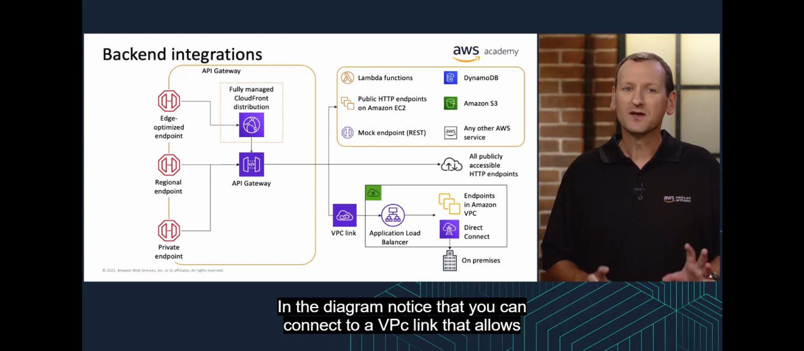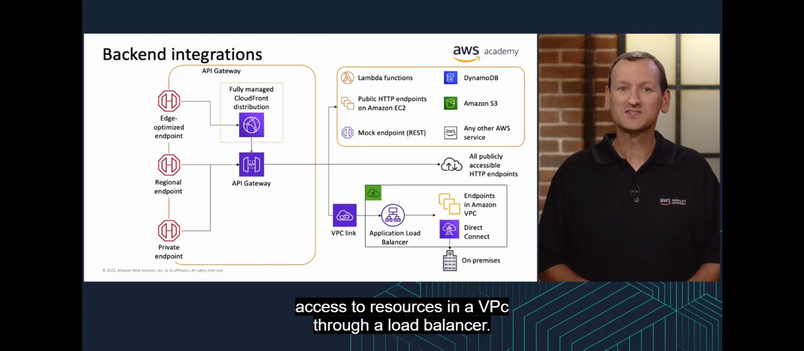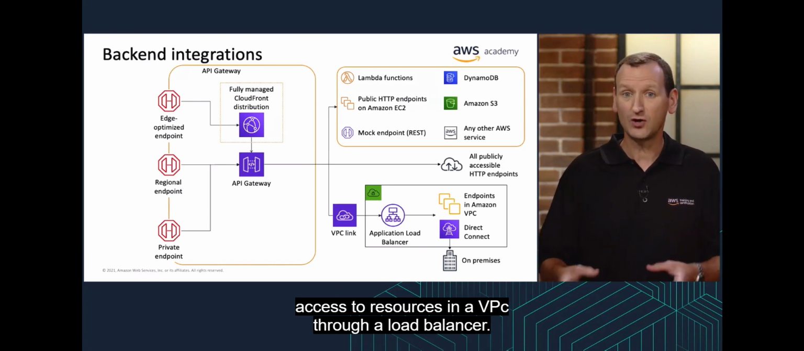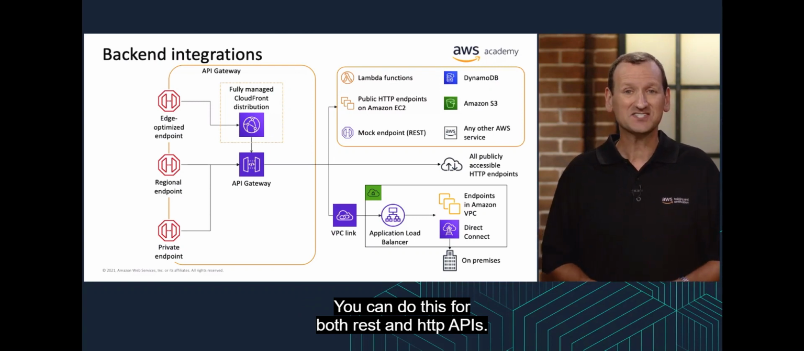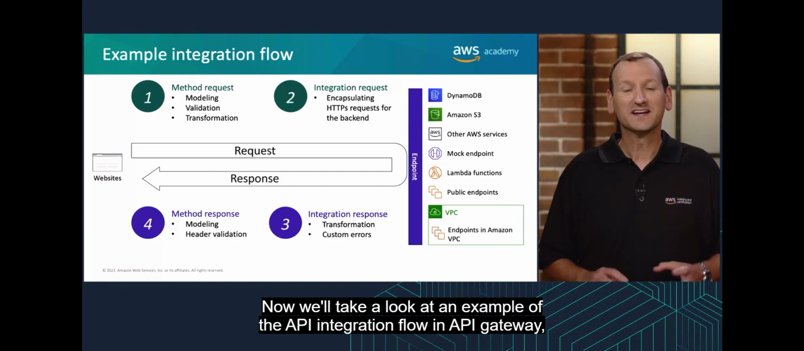In the diagram, notice that you can connect to a VPC link that allows access to resources in a VPC through a load balancer. You can do this for both REST and HTTP APIs. Now we'll take a look at an example of the API integration flow.